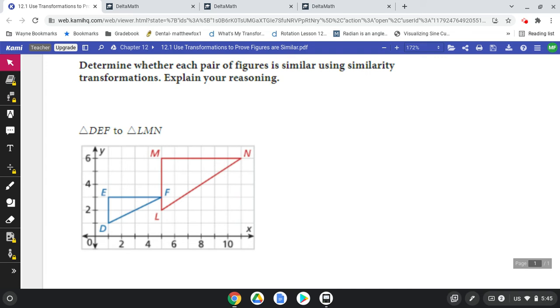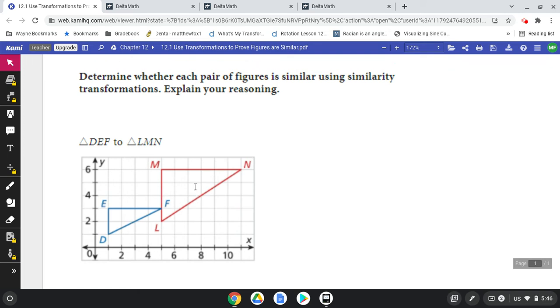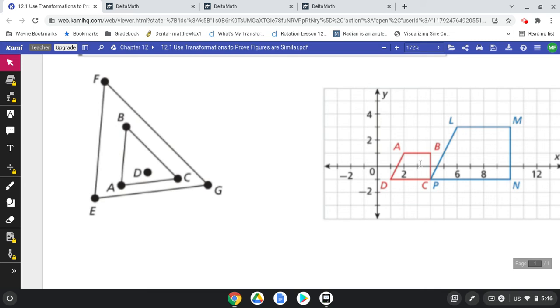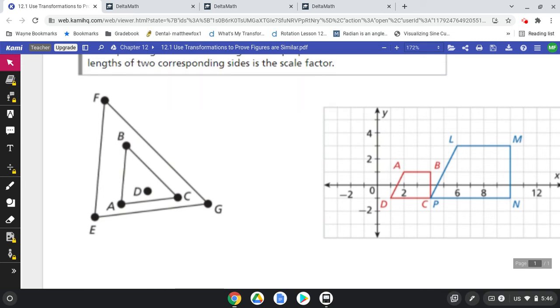Now, today, as we said, we are going to prove shapes are similar using transformations. If we used a dilation to stretch this, a dilation of 2, and then we could shift it over with a translation, it's not going to match up for this one, where if we did these ones, they would match up. If it is similar, you can use translations, rotations, reflections, and dilations to match up.